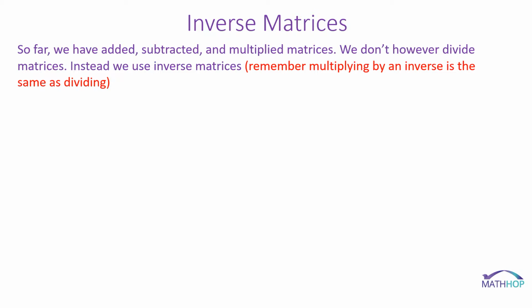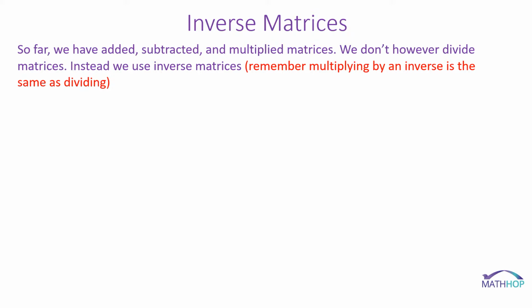So far, we've added matrices, subtracted matrices, and multiplied matrices. However, we don't divide matrices. And you might be thinking, great, I don't want to do that anyway. But instead, we use inverse matrices. Remember that multiplying a number by its inverse is the same as dividing by that number. So for example, instead of dividing by 2, you could multiply by the inverse of 2. So 10 times 1/2 is 5, and 10 divided by 2 is 5. So multiplying by 1/2 and dividing by 2 are the same.